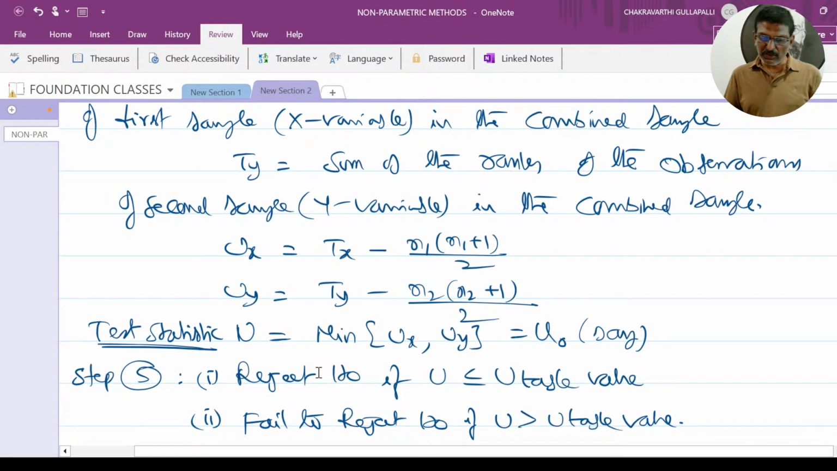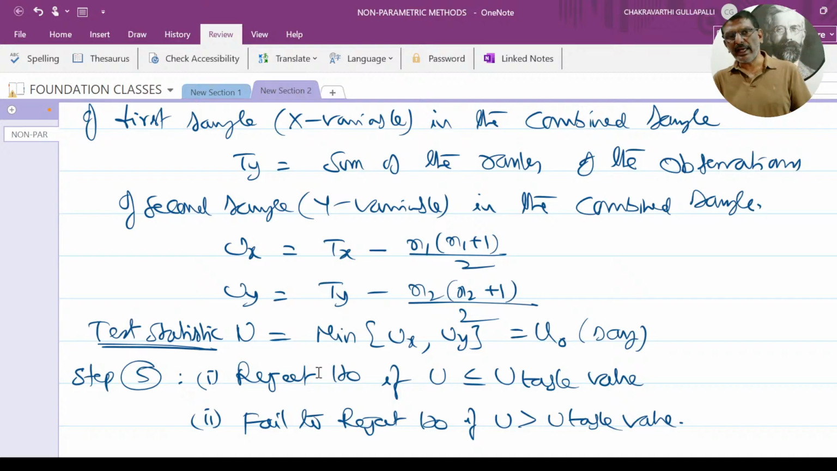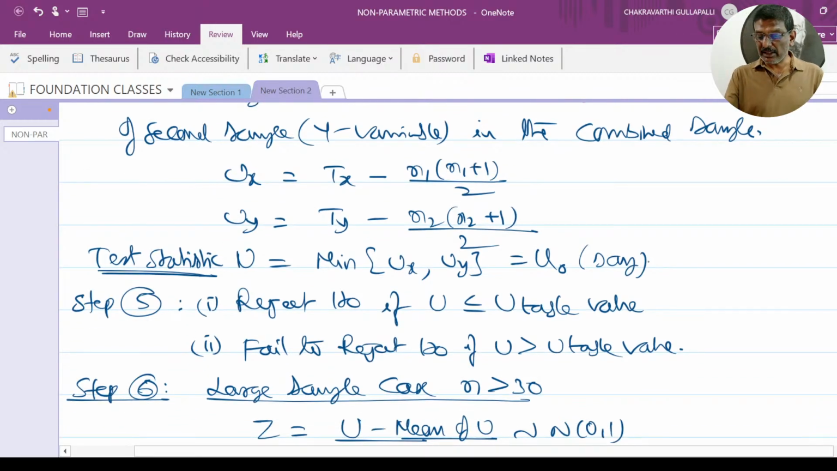So how to calculate Ux? There is a mathematical formula. Tx is already calculated. Ux is Tx minus n1 times n1 plus 1 by 2. n1 is the size of sample x. n2 is the size of sample y. So now we have Ux, Uy. After that you have to calculate the test statistic. U depends upon Ux and Uy. Ux, Uy depend upon Tx, Ty. You remember that point here. U is equal to the minimum of Ux, Uy. That is called U naught.